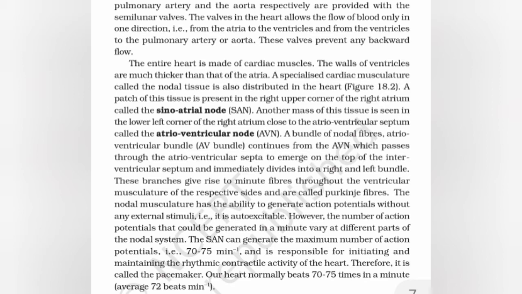A bundle of nodal fibers, the atrioventricular bundle, AV bundle, continues from the AVN, which passes through the AV septa to emerge on the top of the interventricular septum and immediately divides into the right and left bundles. These branches give rise to minute fibers throughout the ventricular musculature of the respective sides and are called Purkinje fibers. These fibers are meant for distributing the impulse over the heart so that all the muscles can work together.